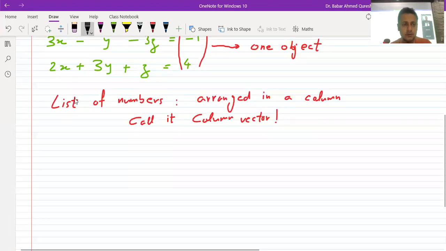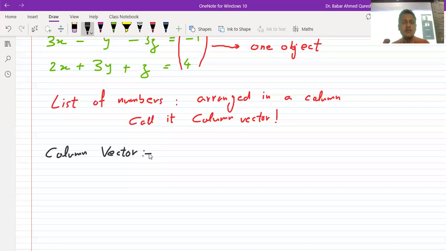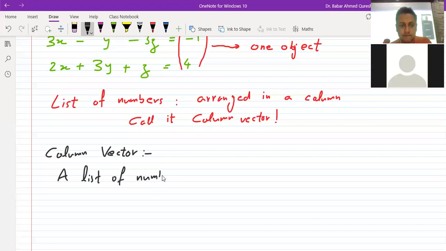So what is a column vector? I got this idea because every time I have a system of equations, on the right hand side, I have a list of numbers. I'm just collecting them and thinking of them as one arrangement, one object, and calling it a column vector. So it's just nothing except a list of numbers arranged in a column.